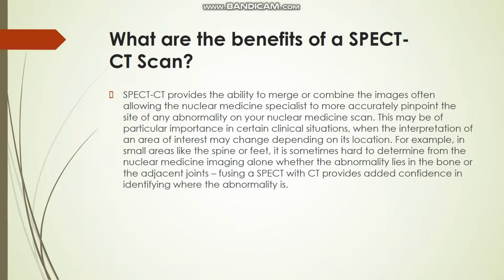What are the benefits of a SPECT CT scan? SPECT CT provides the ability to merge and combine the images, often allowing the nuclear medicine specialist to more accurately pinpoint the site of abnormality on your nuclear medicine scan. This may be of particular importance in certain clinical situations, when the interpretation of an area of interest may change depending on its location. For example, in small areas like the spine or feet, it is sometimes hard to determine from nuclear medicine imaging alone whether the abnormality lies in the bone or the adjacent joint. Fusing a SPECT with CT provides added confidence in identifying where the abnormality is.